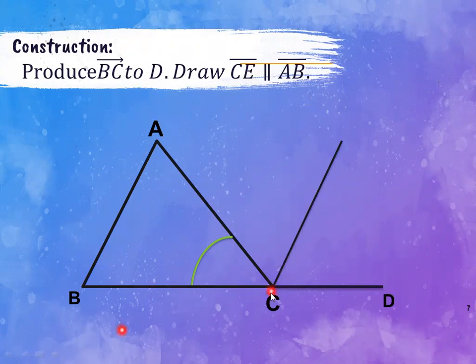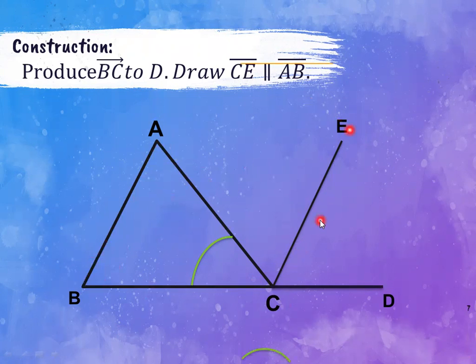As you can see here, this is C. This will be point E. Now this line segment CE and this line segment AB, as you can see here, the distance between the two lines is equal. So you will see that AB and CE are parallel lines. AB and CE are parallel lines.